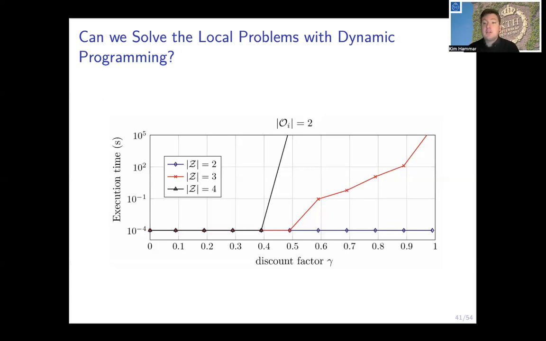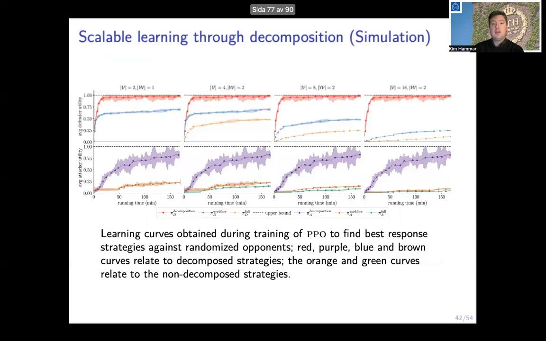Which means that we have to use some approximation techniques. And this is where reinforcement learning becomes very useful. So here, I have applied the deep reinforcement learning algorithm, PPO, to the problem. In the top row, you see the performance when I optimize the defender against a static attacker. So we're learning best responses. In the bottom row, you see the performance when I optimize an attacker against a static defender.